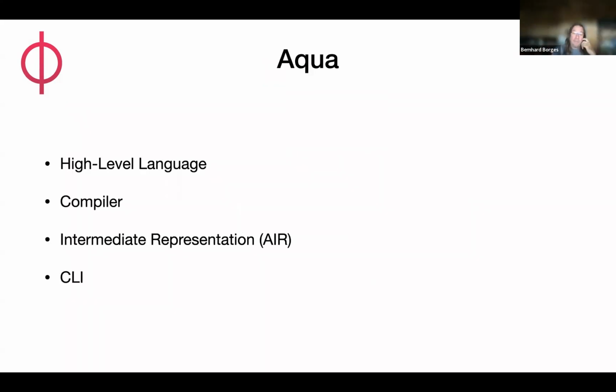Then we have Aqua, and we'll dive into Aqua a little more. It's a high-level language that allows you to call these hosted distributed services that are flung throughout the network. It provides a compiler that results in the intermediate representation, the Aqua intermediate representation, and it includes a CLI that actually lets you use Aqua as a client into the network. So it's a really, really great package.